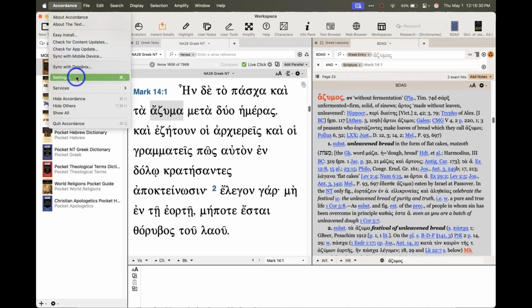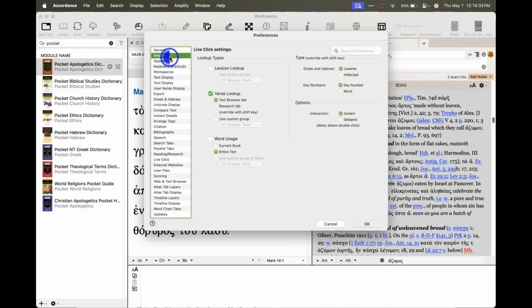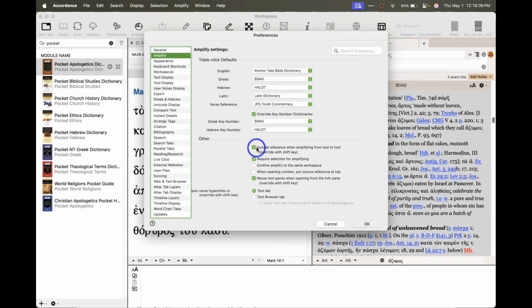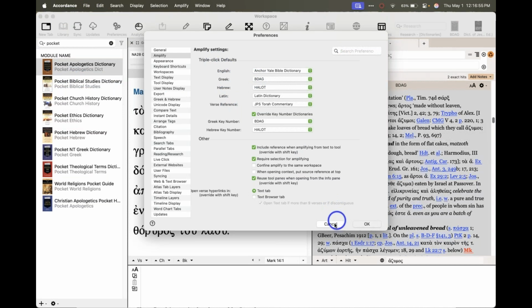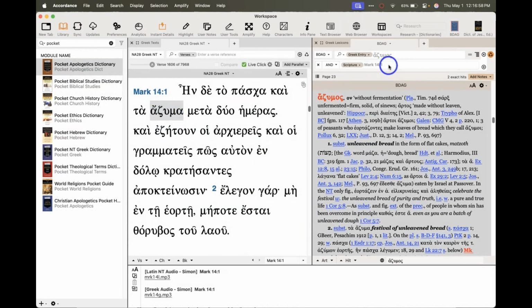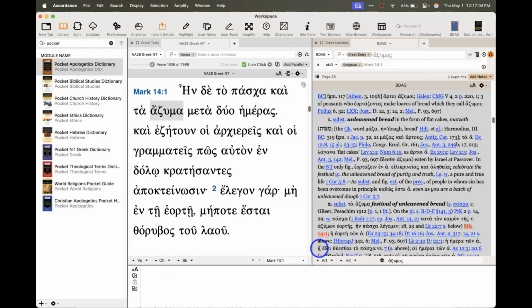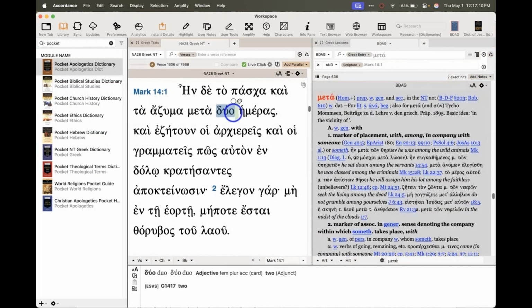So in your settings, I want to review this from time to time. Under Amplify, if you've got this box checked, include reference when amplifying from text to tool, that is to say, looking up a word from a text in a tool, then Accordance will, with your triple click default, which takes me to BDAG, as you can see here, Greek, BDAG, triple click default, not only give you the word, it will also look for the reference, and if it's there, it will turn gray and it will be there in bold and red. Now, if you did that and a word wasn't in BDAG, it just wouldn't show up.